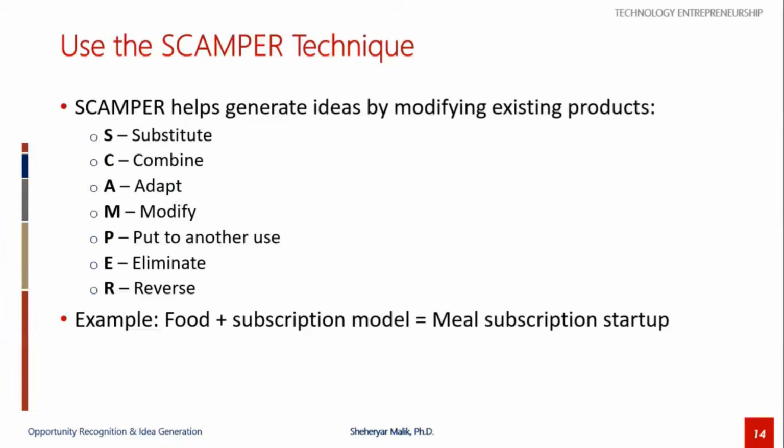So the SCAMPER technique, we use it to modify existing products. SCAMPER stands for substitute, combine, adapt, modify, put to another use, eliminate, and reverse. So we enhance something, or we modify an existing model by using the SCAMPER technique, and we improve that. We'll see this in the next module. An example is that you have a food business, and you introduce a subscription model with the food. So now you have a meal subscription startup.